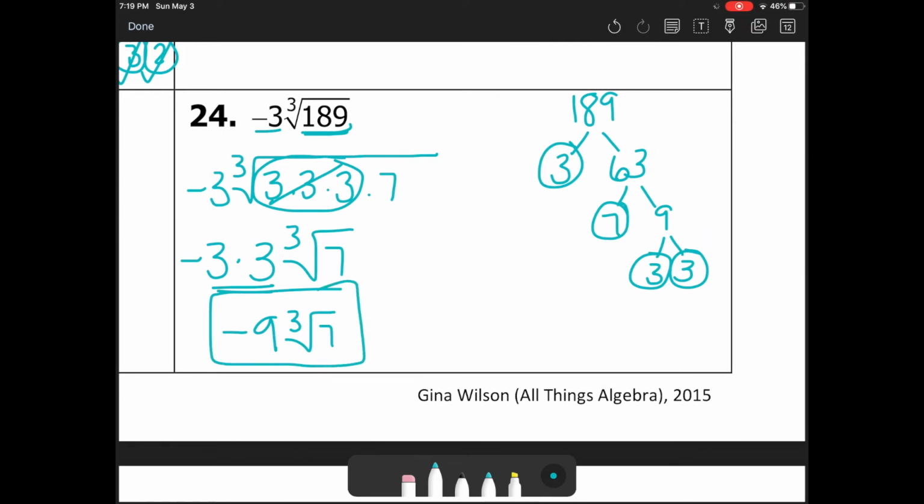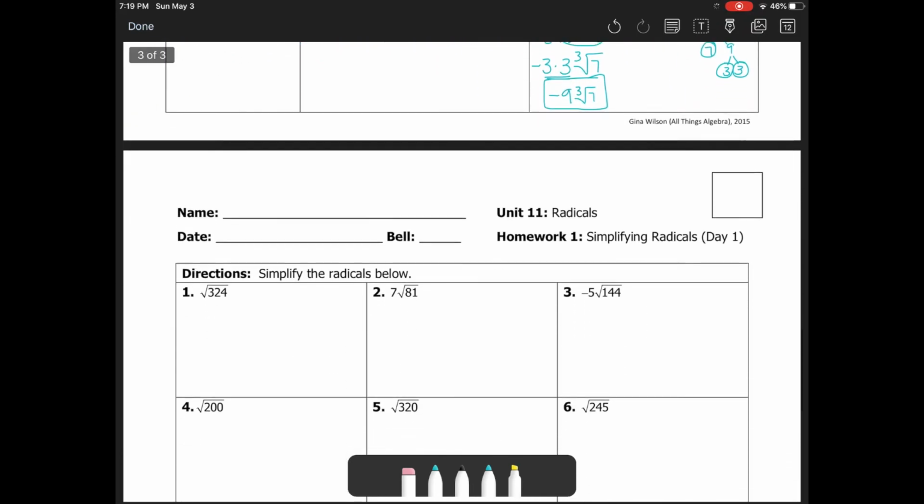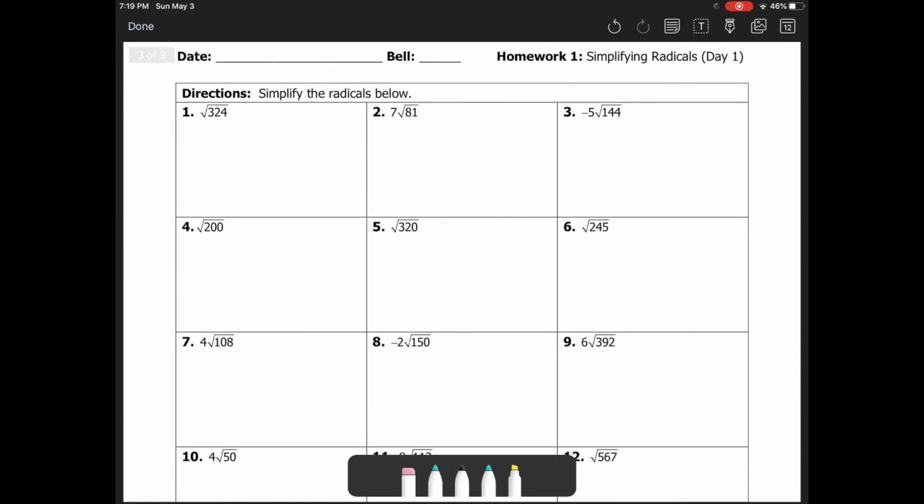Okay? So that is one, I think, pretty good way of simplifying radicals, is to break it down with the factor tree. It helps you to really see easily where the pairs and the triplets are. So if you are ready to go ahead and do the practice page, then go ahead, and if you can print this out, great. If not, just do it on a piece of paper.